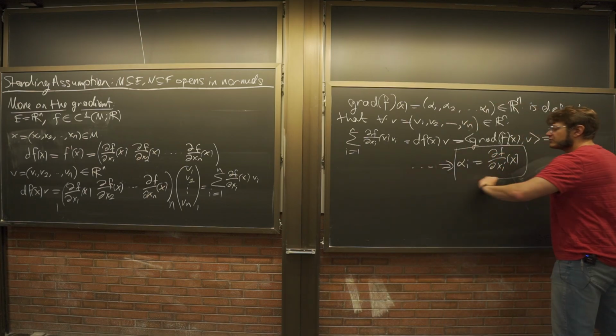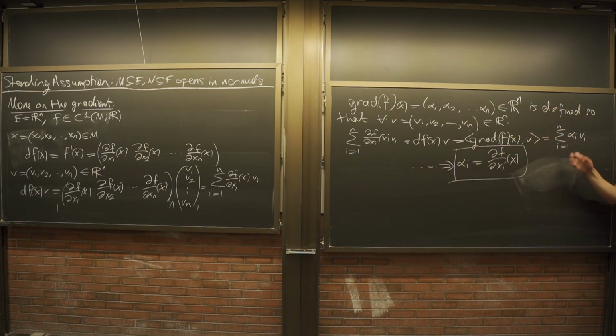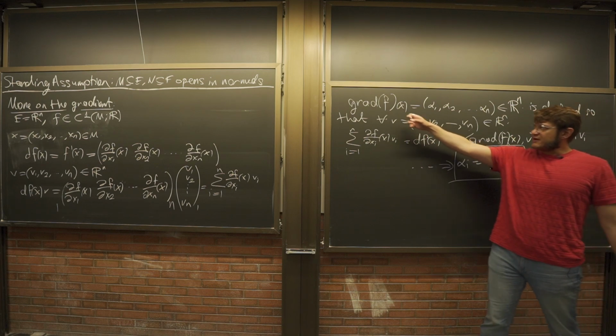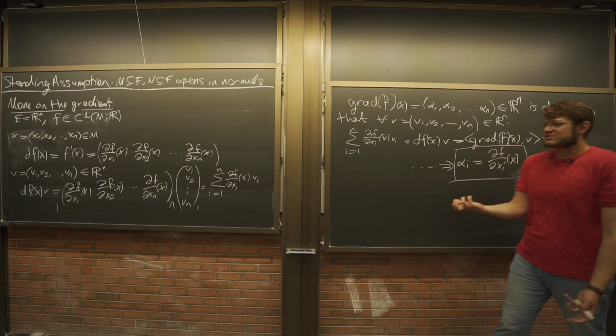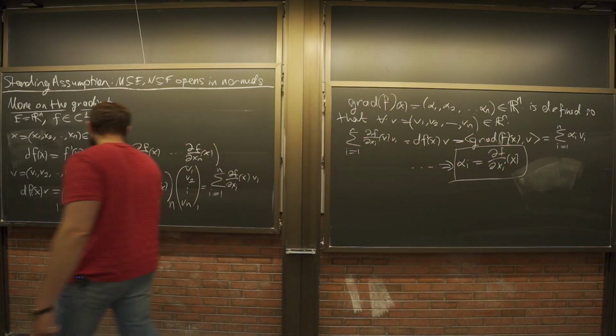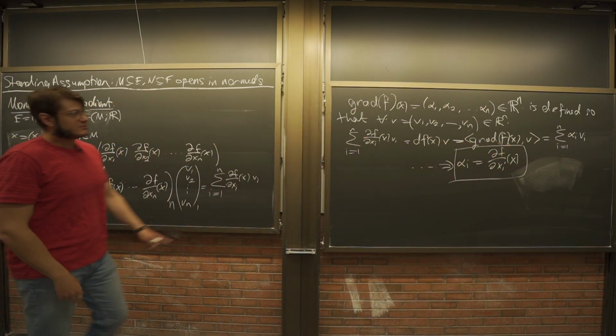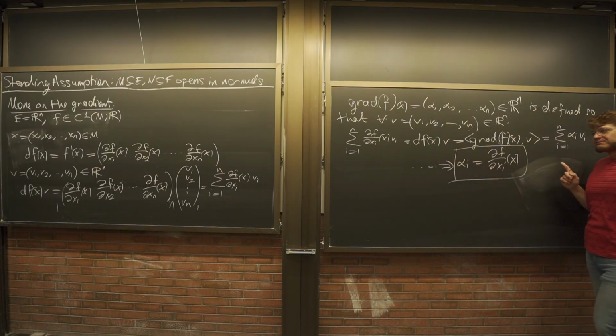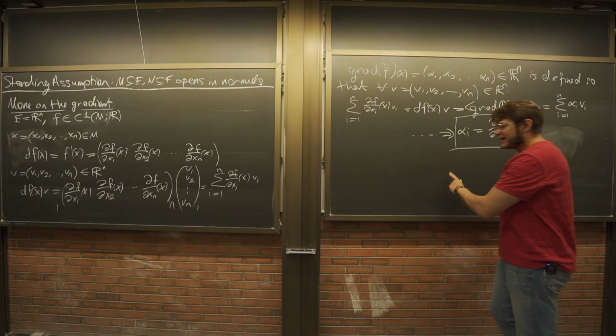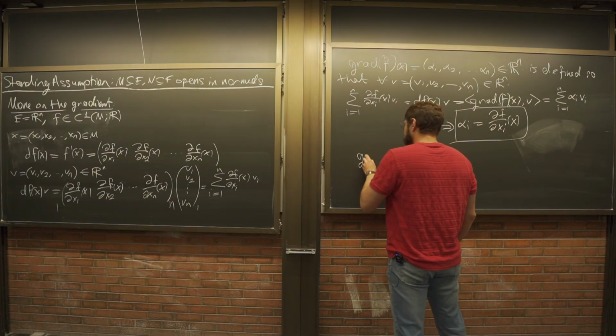So this is how you would argue that indeed grad of f at x is pretty much the same thing as df of x, except that because grad of f is a tuple, okay, it's a column matrix. That's the only difference.